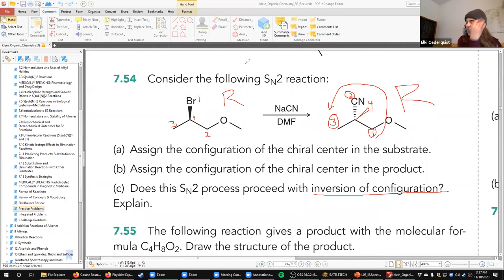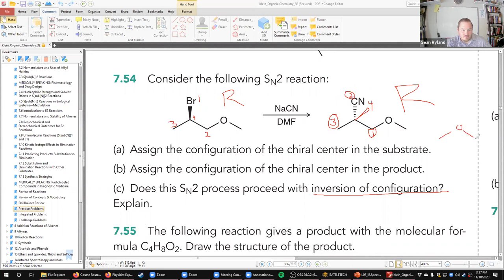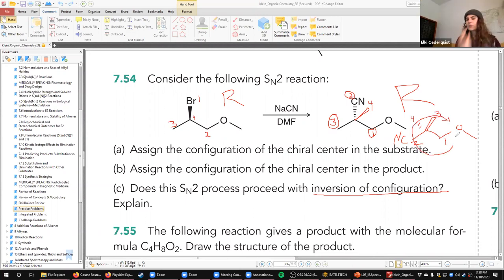Okay, but I did my fan rotation on it so that my four group would be away from us, and to me it looks like S configuration. Let's keep the priority one where it is. Then to put the hydrogen where the cyanide is, the cyanide would go down here. The methyl would be coming out towards us, and then the hydrogen is in the back. So one, two, three. Okay, then I don't know what I'm doing, but I'm doing something wrong.